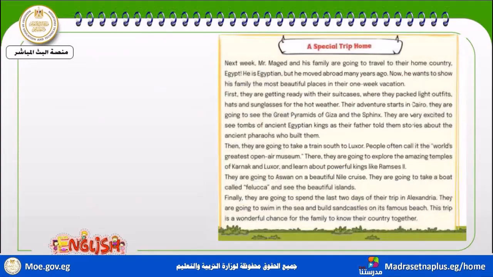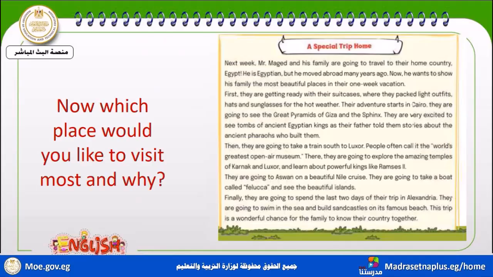Now we are going to read a text, and this text is about a special trip home. Our visitor today is not a foreigner and is not coming to Egypt from abroad. He is an Egyptian man, an Egyptian father with his family, and he has been living out of Egypt for a long time, and now he is planning a visit for his family to Egypt. We are going to read the text in order to decide which places we would like to visit and why.